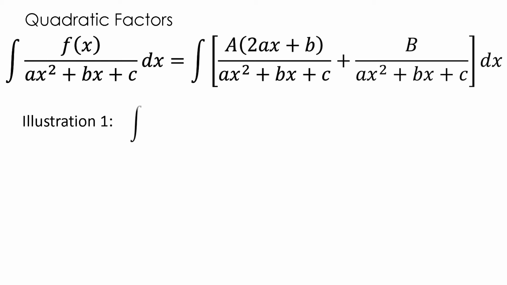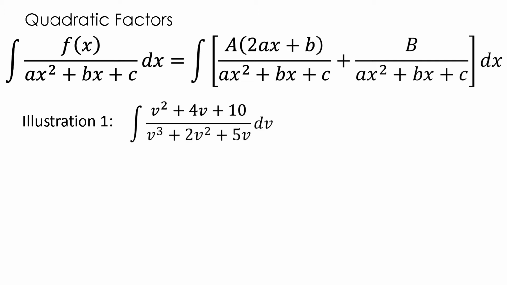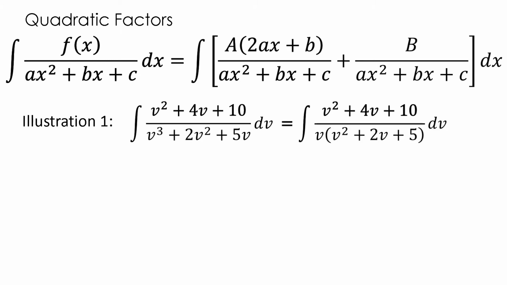Let us evaluate this integral. The integral of v squared plus 4v plus 10 all over v cubed plus 2v squared plus 5v times dv. We still can factor out the denominator. So this will be equal to the integral of v squared plus 4v plus 10 all over, factoring out the denominator, we get v times the quantity v squared plus 2v plus 5 times dv.